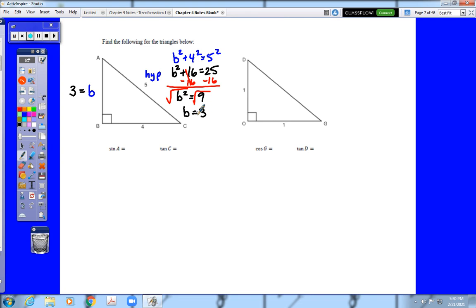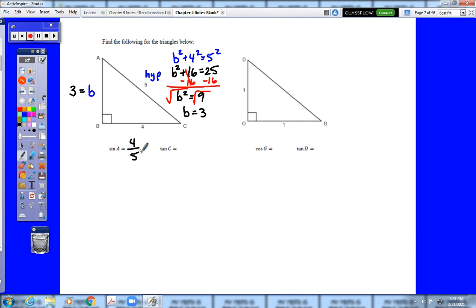From there, we should be able to write out fractions for sine of A and tangent of C relatively quickly. For angle A, the sine of A is opposite over hypotenuse, which would be 4 over 5, because for angle A, 4 is the opposite and 5 is the hypotenuse. For tangent of angle C, we would set up opposite over adjacent, which would be 3 over 4. That's all we have to do. We don't have to hit any buttons on the calculator or turn anything into a decimal. Those answers are the correct values.